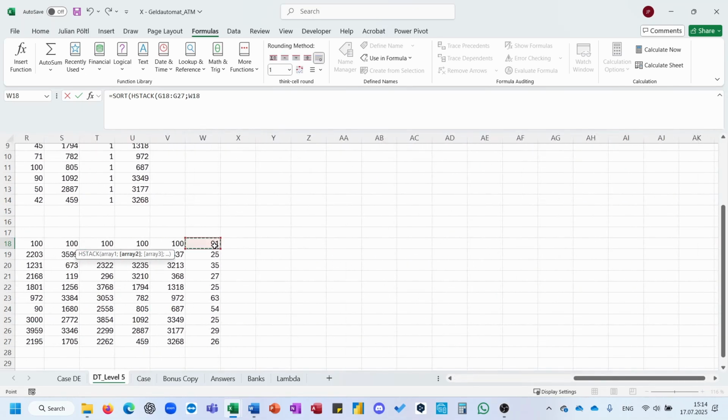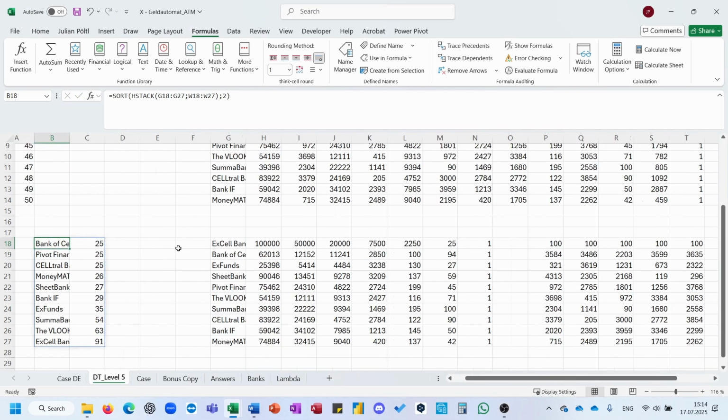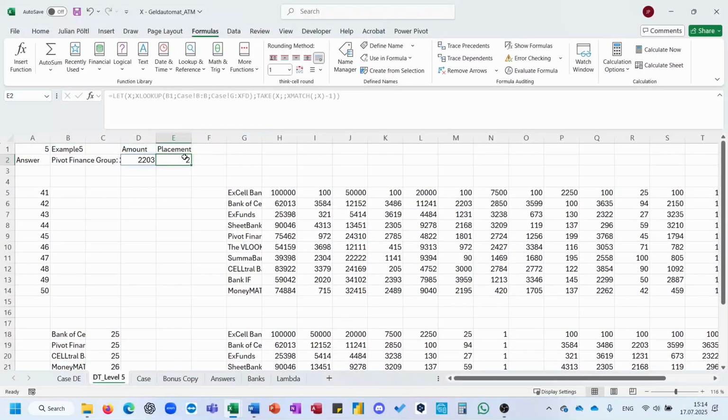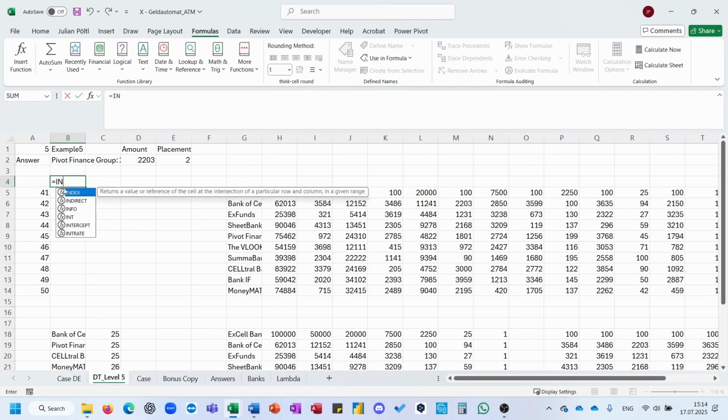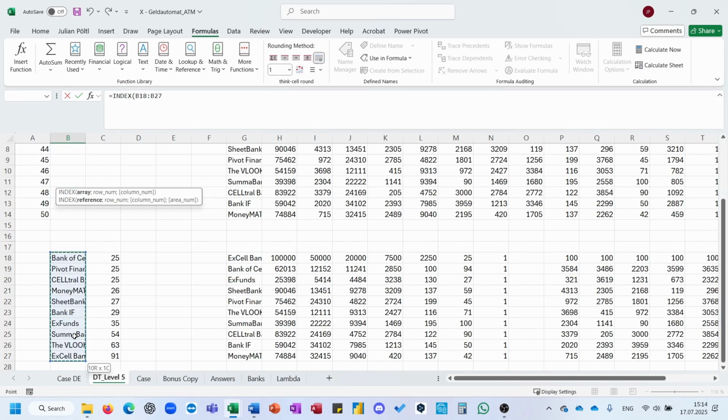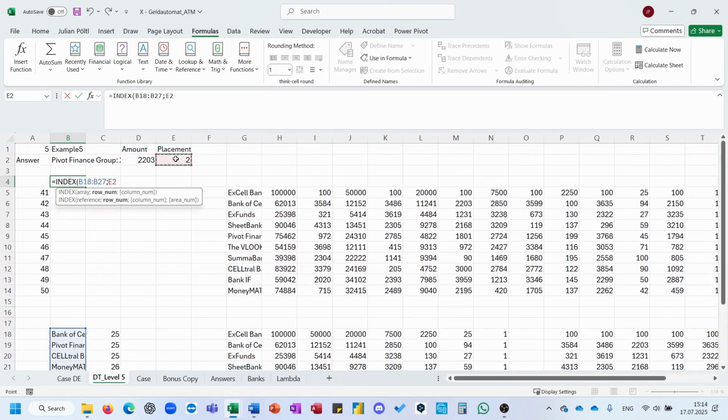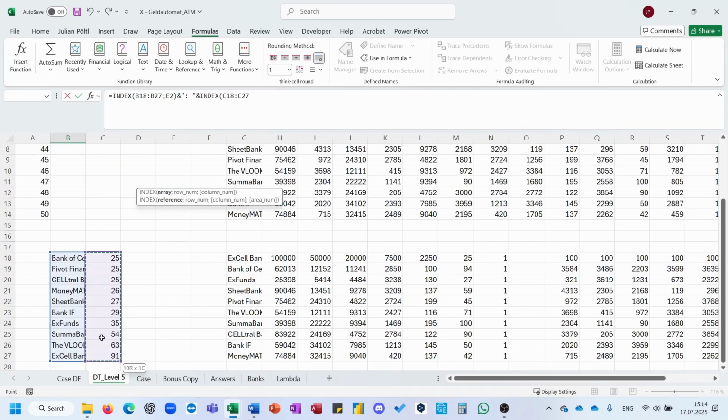And then we can sort a stack, bank, and number of nodes, and sort by the second column. And in this case, we should now use the placement tool, which is the pivot finance bank, which is also our placement tool. So I use the index of the bank array, second row, and there is in between a double point and index of the number of nodes.